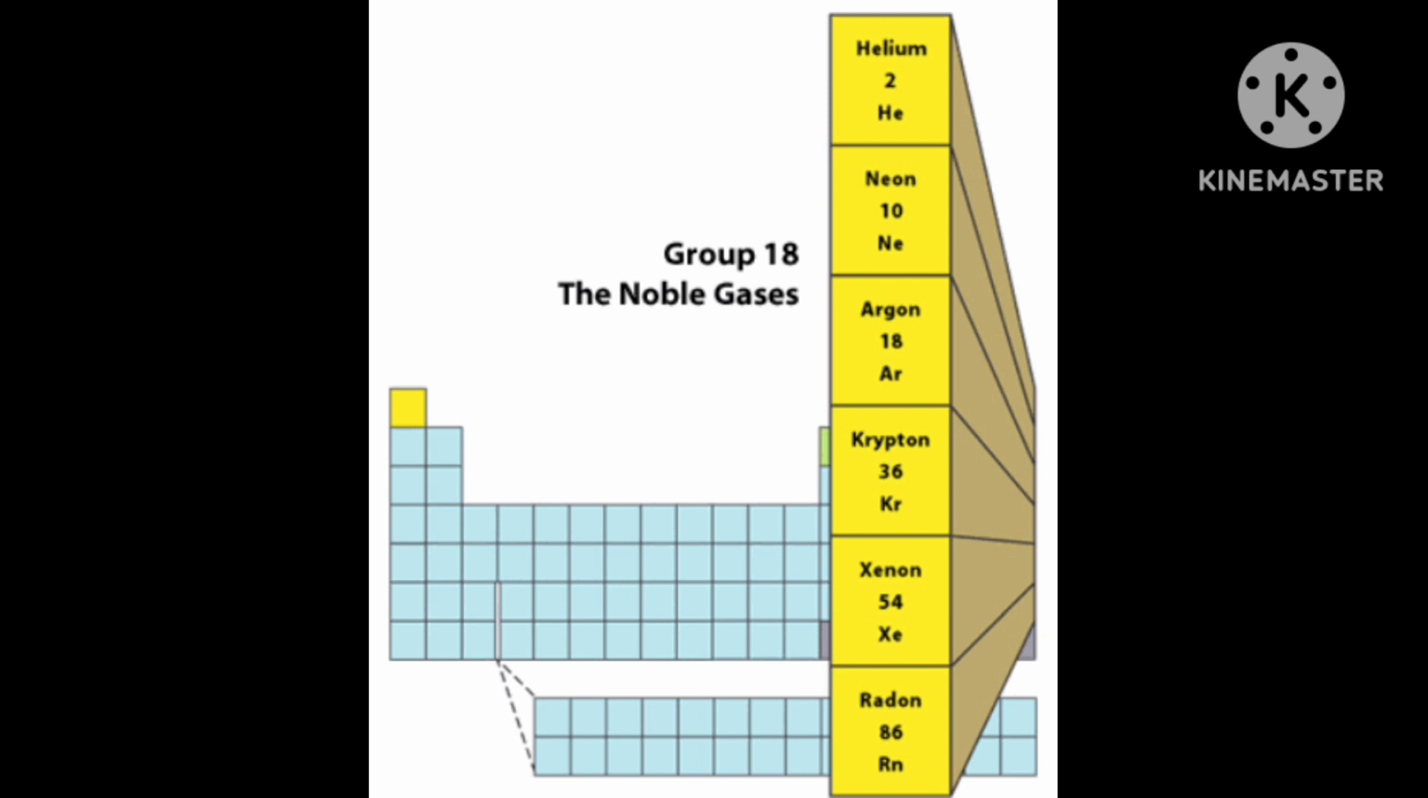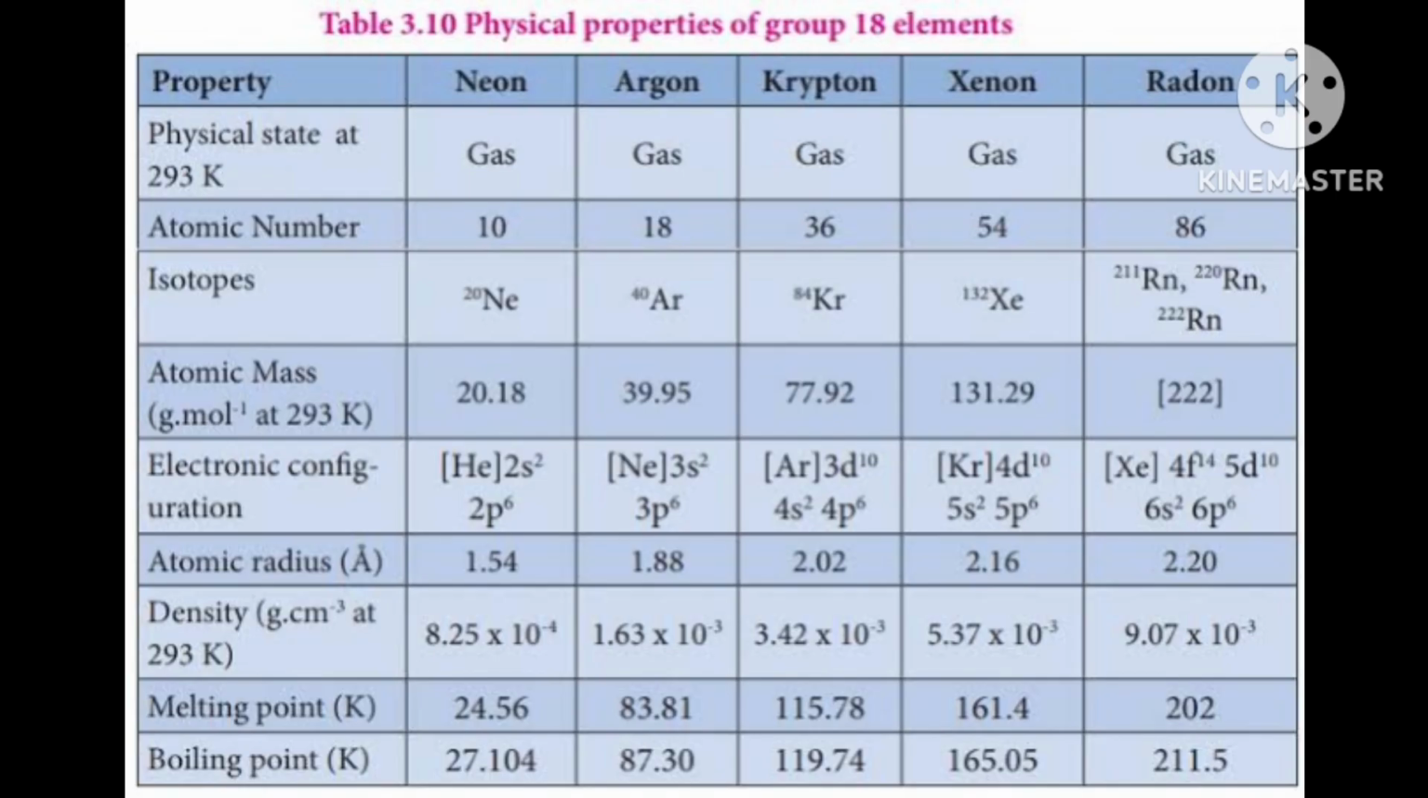For helium, its value is 48 kilojoule per mole. And for neon, 116, argon, 96, krypton, 96. Both are the same, argon and krypton, 96, 96. Xenon, less, 77. And radon, further less, 68.